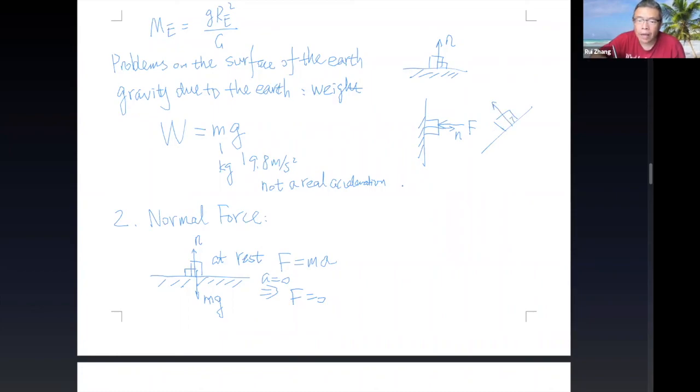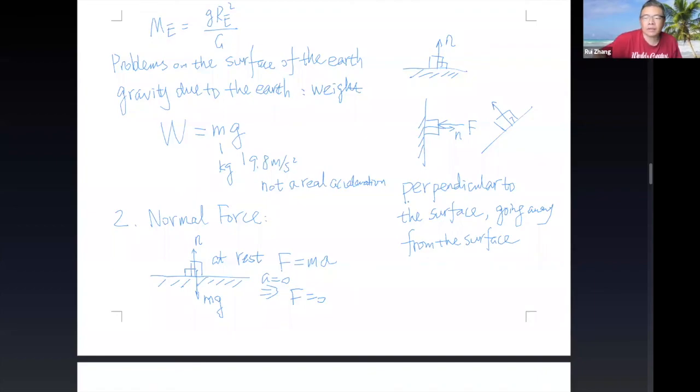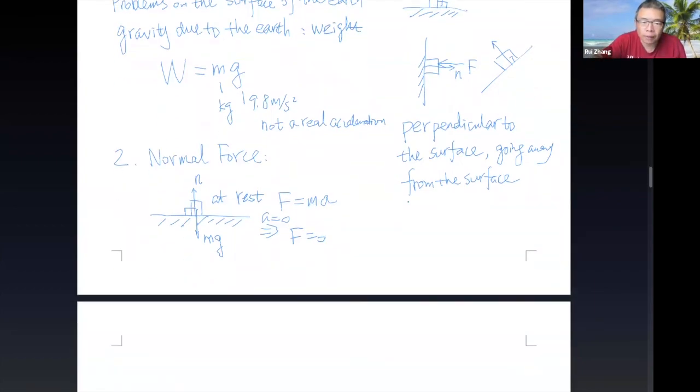So again, what we can say is the normal force is perpendicular to the surface and going away from the surface. The condition is you have to have contact to the surface. Without contact to the surface, certainly you cannot have the normal force.